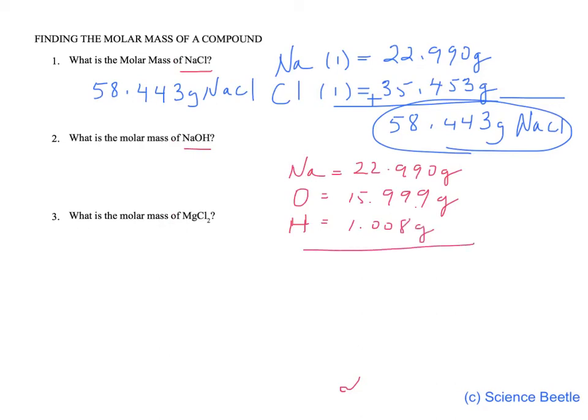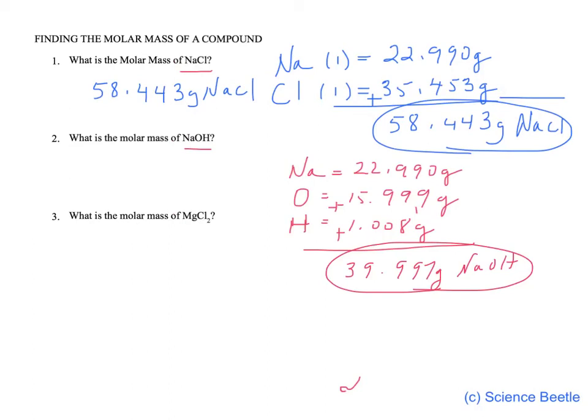And so we're going to add each of these together. When we do, that's going to give us an overall mass for this 1 mole of sodium hydroxide, which is our molar mass. And that mass is going to be 39.997 grams of NaOH. And so this here is your answer for the second problem. Okay. And looking at the third problem, what is the molar mass of MgCl2?